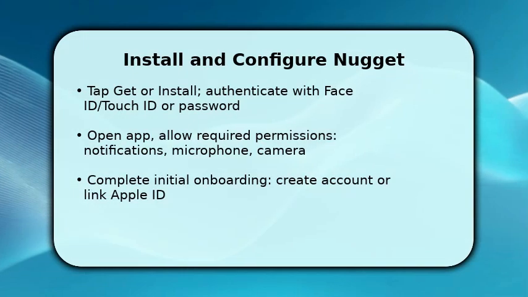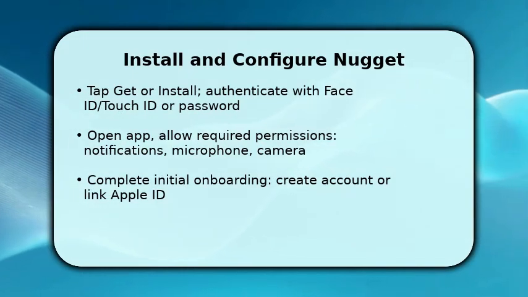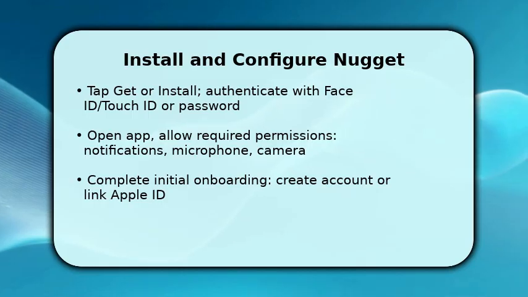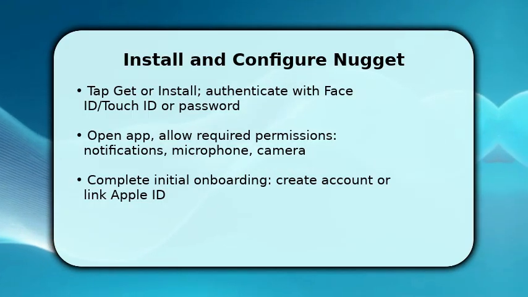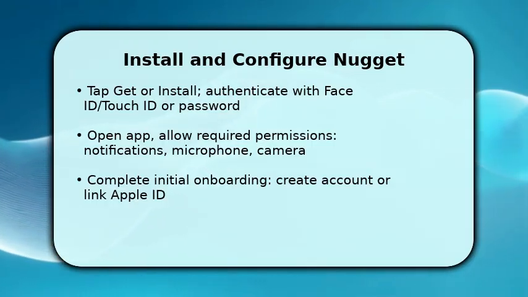You tap Get or Install and authenticate with Face ID, Touch ID, or your password. That grants App Store permission to download. Once installed, open Nugget and accept only the permissions required: notifications, microphone, and camera, because the app uses them for core features. Then follow onboarding.